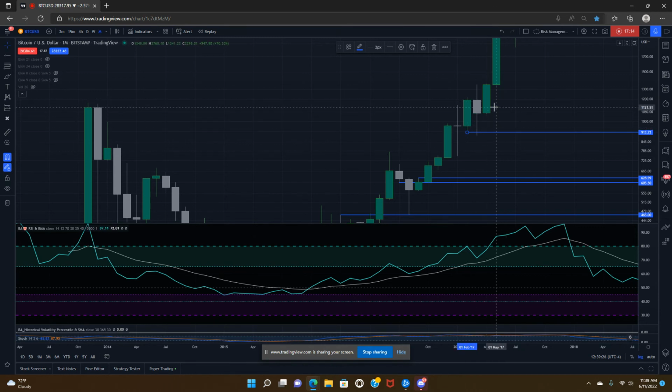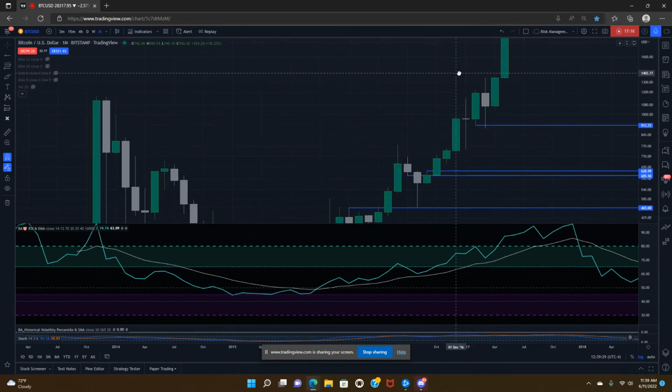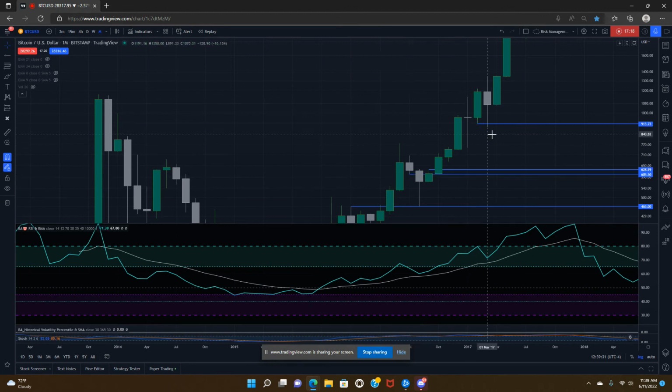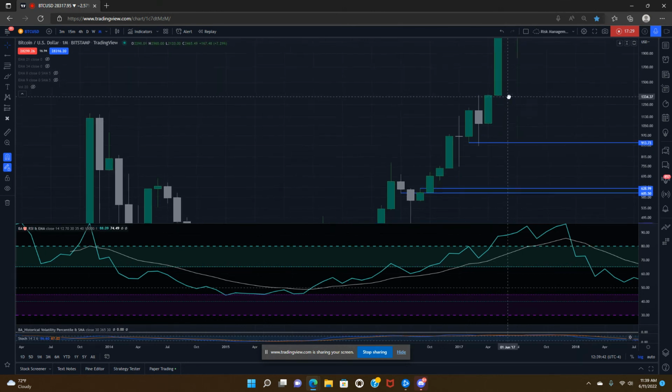Now, if you want to avoid a situation like this, you could wait. Maybe you wait for the second. You wait for some type of indecision candle like this, and maybe you prefer to see those type of candles. That would be a potential way to avoid a scenario like this.